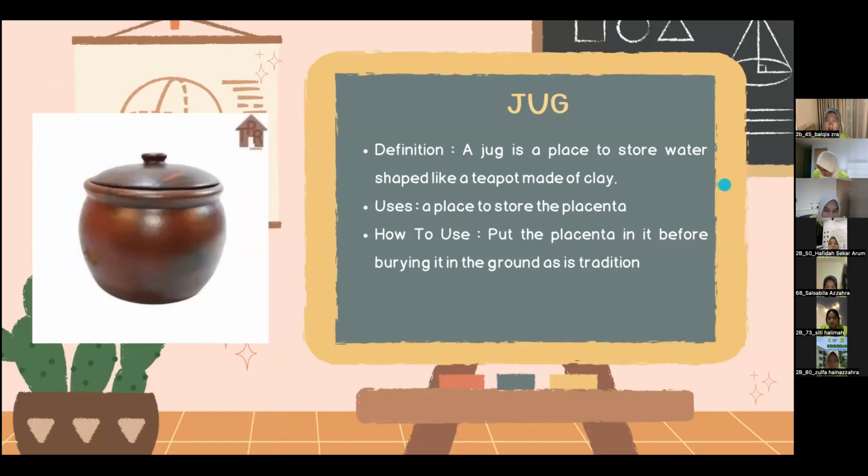Okay, jug. Definition: a jug is a place to store water shaped like a teapot made of clay. Uses: a place to store the placenta. How to use: put the placenta in it before burying it in the ground as is tradition.